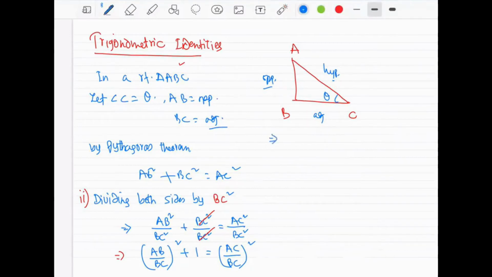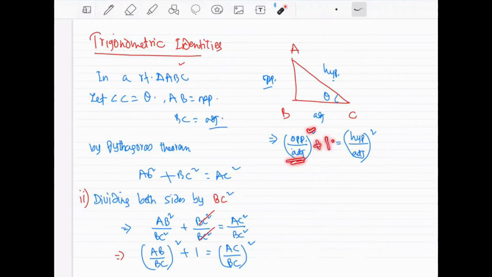So what is the result here? We are obtaining AB is opposite, I'm writing opposite by BC is adjacent. Opposite by adjacent square plus 1 is equal to AC is hypotenuse by BC is what? Adjacent. So opposite by adjacent square plus 1 is equal to hypotenuse by adjacent square. Look, opposite by adjacent, this is tan theta.